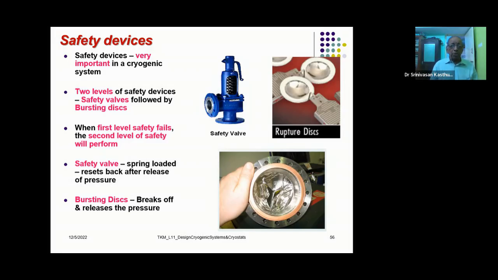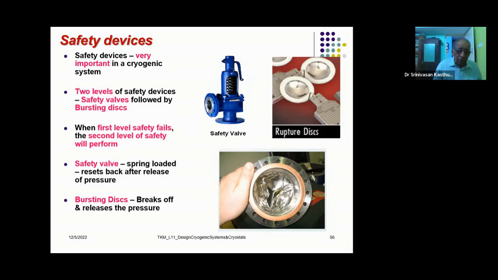So this is not a suitable safety arrangement. You need to make sure that this high pressure is vented off. This is done in two ways. One way is what is called a safety valve. This is a spring-loaded valve. So when the pressure exceeds a set value, automatically the spring is opened and the gas goes out through the opened area. Okay, this is the first level of safety.